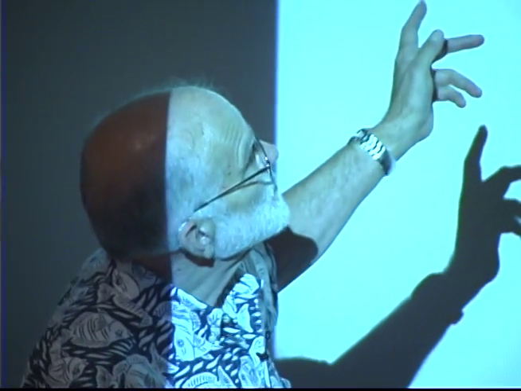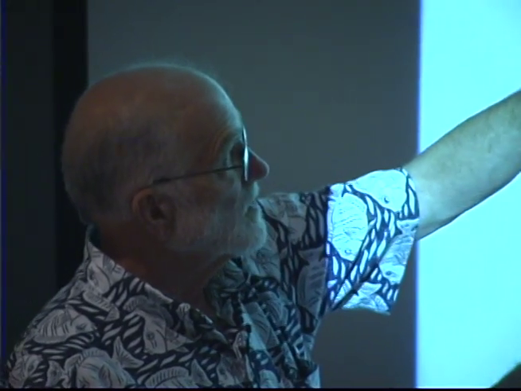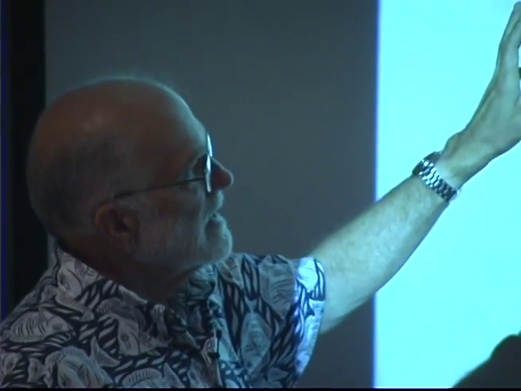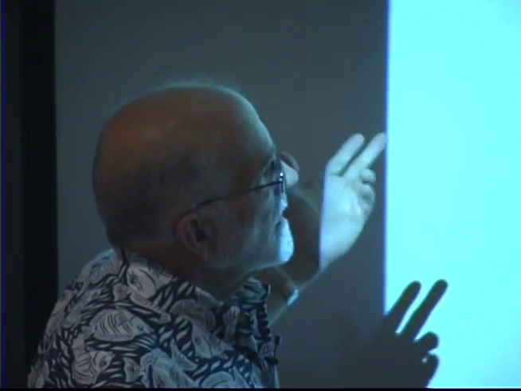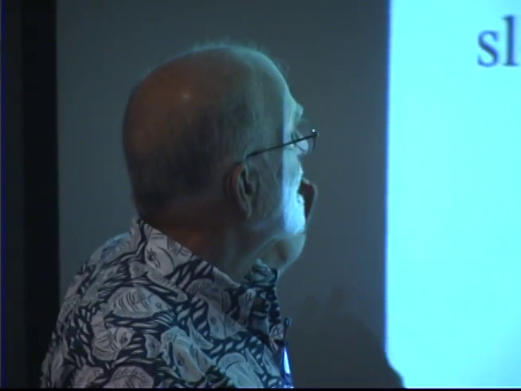The N-acetyltransferases is a somewhat similar story. They activate and deactivate drugs and carcinogens in the cytosol of the liver. They're located in a different part of the cell. You could have rapid, intermediate, and slow acetylator phenotypes. Same kind of historical story: a patient was being treated for tuberculosis with isoniazid, and it had a mutation in an N-acetyltransferase. They metabolize sulfonamides, metabolites of caffeine, many other drugs.